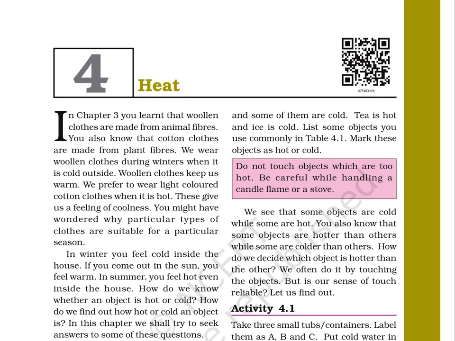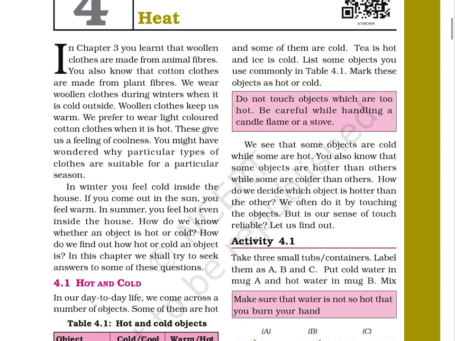Page 35. In chapter 3, you learned that woolen clothes are made from animal fibers. You also know that cotton clothes are made from plant fibers. We wear woolen clothes during winters when it is cold outside. Woolen clothes keep us warm. We prefer to wear light-colored cotton clothes when it is hot. These give us a feeling of coolness.